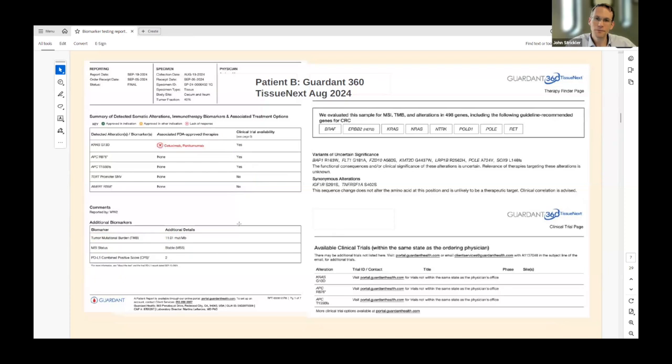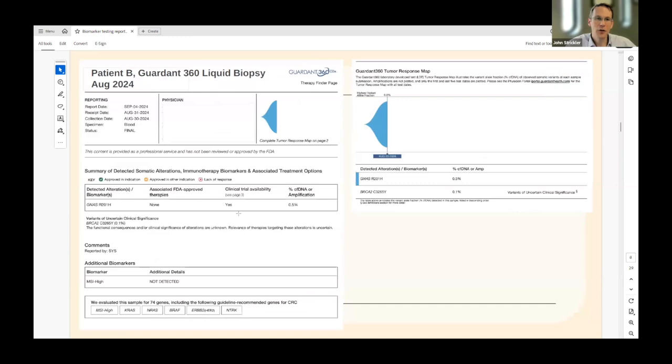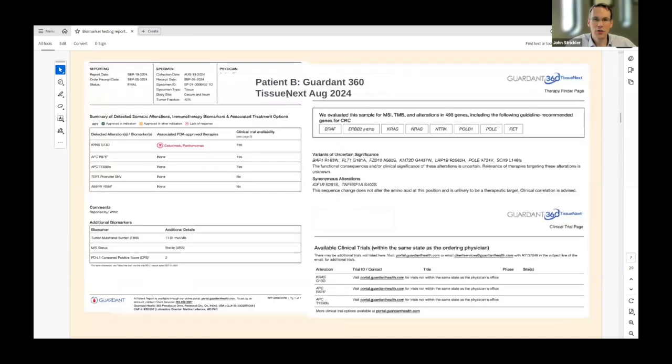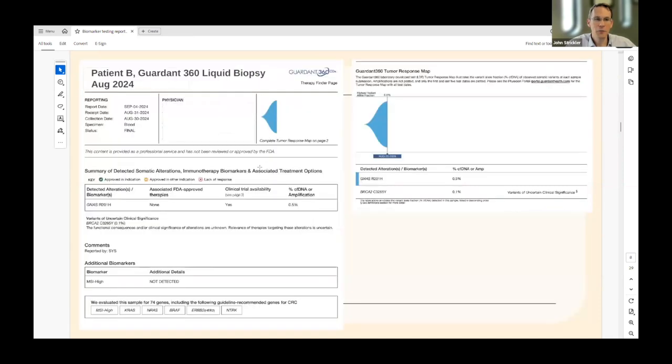I think this is okay. And then we have some other tests for the same patient, so I want you to compare those. All right, so this is patient B, who had a tissue NGS. And this is the same patient. And wait a second, where did everything go?